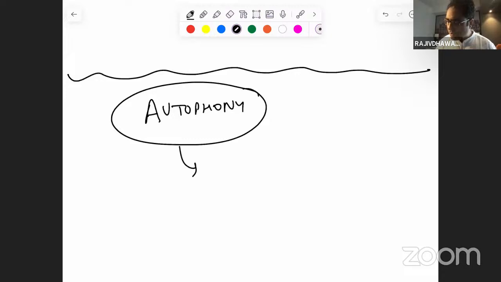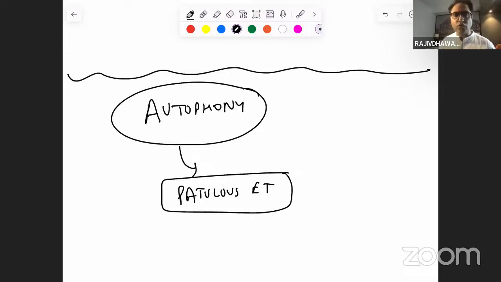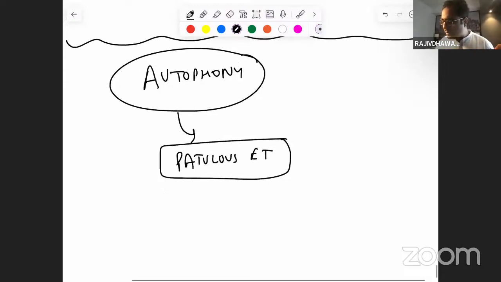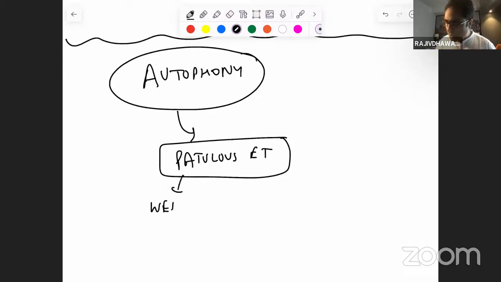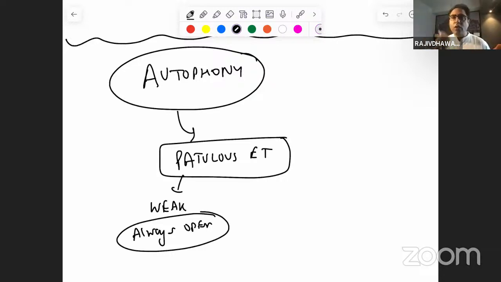Autophony is a feature of patulous eustachian tube, beta. Patulous means weak, weak means always open. You know, the eustachian tube is normally always closed. It only opens during swallowing with the help of tensor veli palatini muscle. MCQ, beta, anatomy question. The eustachian tube is normally a closed tube. It only opens during swallowing in you and me with the help of tensor veli palatini muscle.